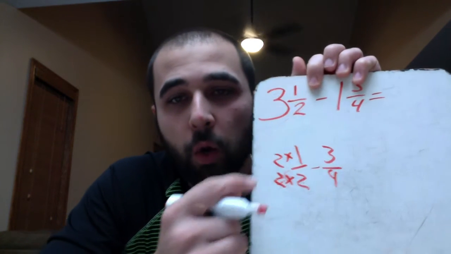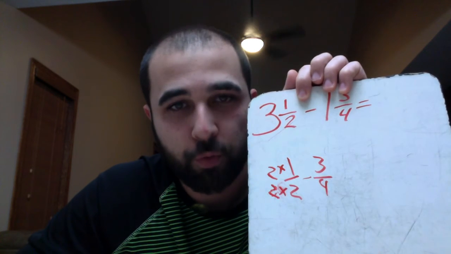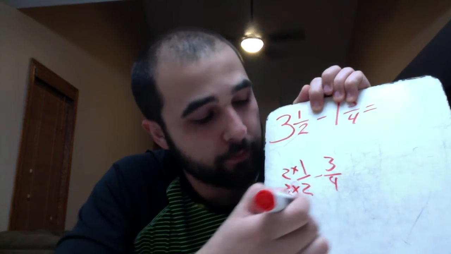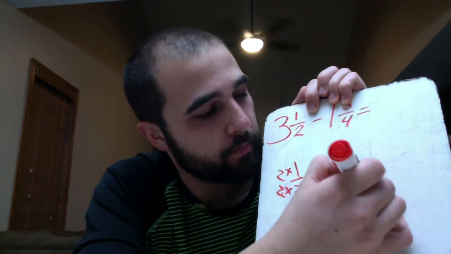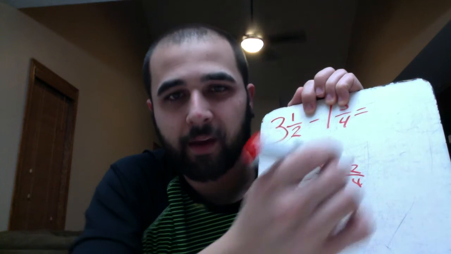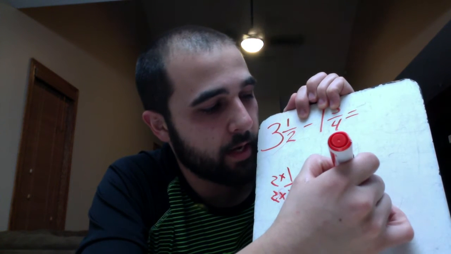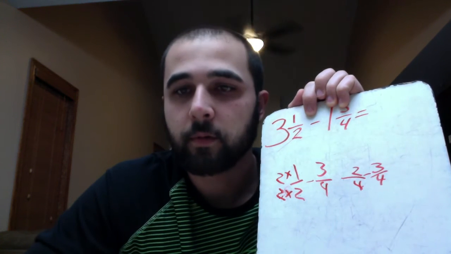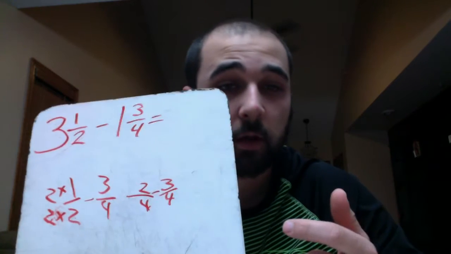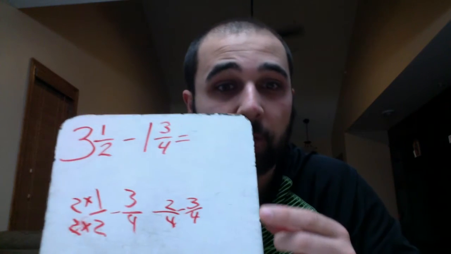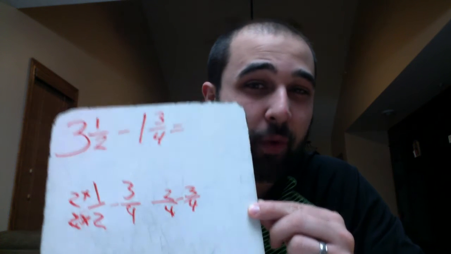So we do 1/2. We need to multiply that whole fraction by 2. So the 1 times 2 gives you 2, and the 2 times 2 gives us the 4. The 3/4 stays the same and in the same spot. We normally would be okay to subtract here because our denominators are the same. We have 4s. But what we have is 2 minus 3.